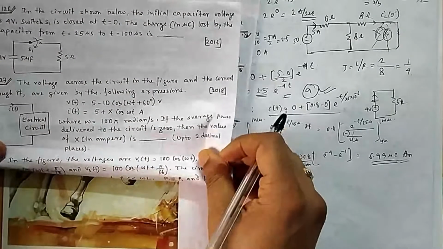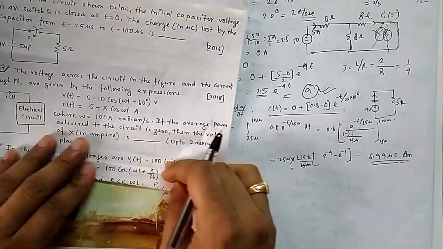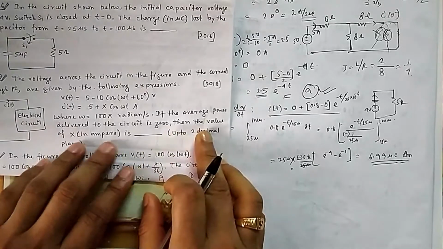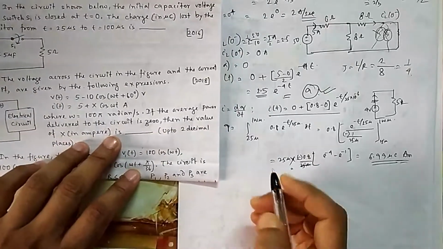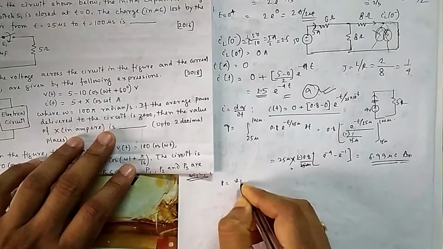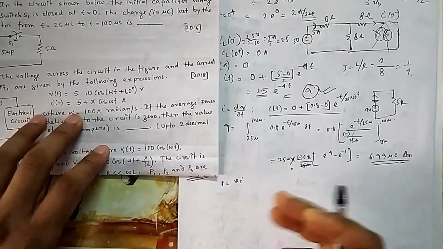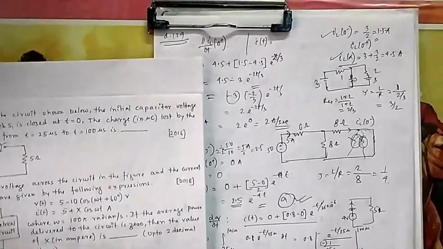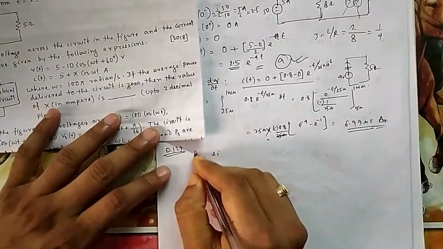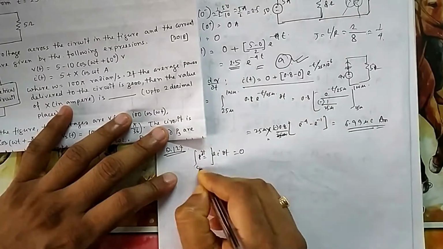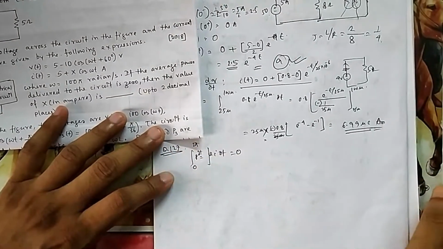The voltage across the circuit in the figure and the current through it are given by the following expressions, where i is equal to this. The average power delivered to the circuit is 0. Find the value of X. Power is equal to V into i. If you need to find average power, you have to add all these things for 0 to 2 pi. So one thing you can do is integrate, because your average power is 0, so the integral of v i dt should be equal to 0 for 0 to 2 pi, one complete cycle.